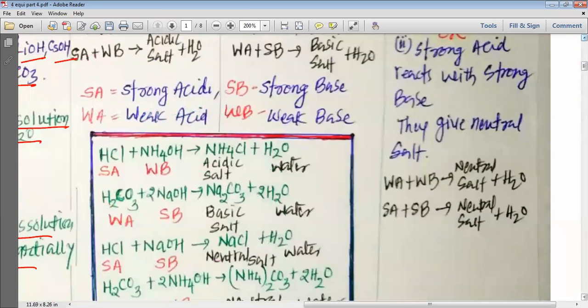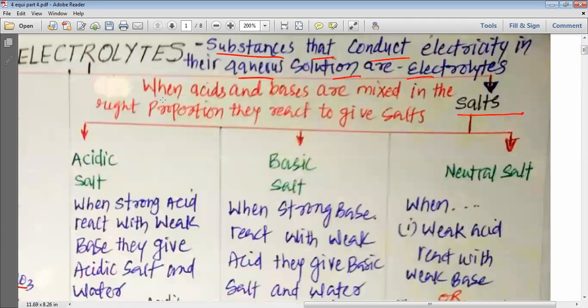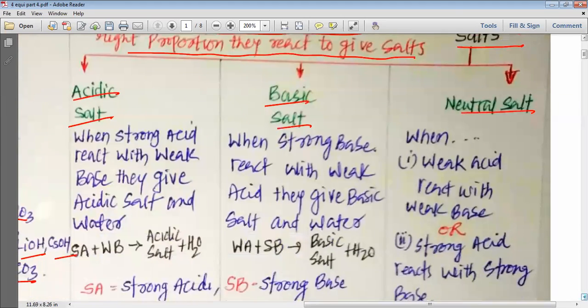Let's look into the salts. Once again, when acids and bases are mixed in the right proportion, they react to give salts. Salts are of three types: acidic salts, basic salts, and neutral salts. Let us study about the types of salts.